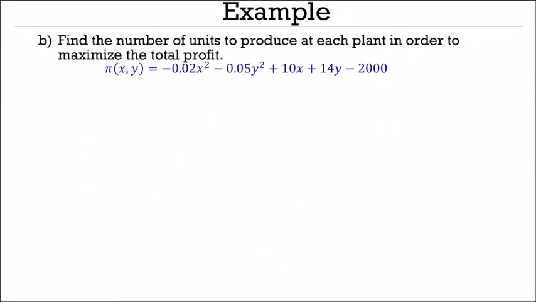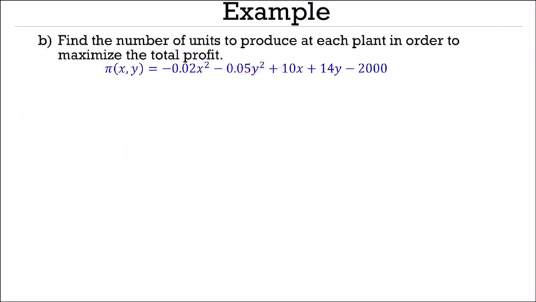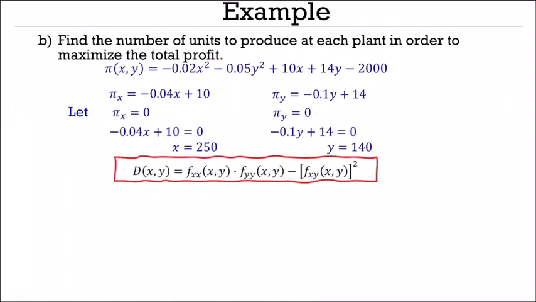Question 2b is find the number of units to produce at each plant in order to maximize the total profit. This means to find the values of X and Y when the first order partial derivatives are both equal to 0. So, find the first order partial derivative with respect to X and with respect to Y. Then let both equal to 0. And we will directly get the values of X and Y. Use the discriminant to prove that the maximum profit exists.